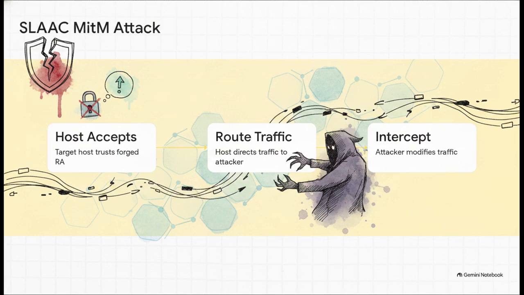Take the SLAAC man-in-the-middle attack. SLAAC is how devices often get their network info, but the glaring flaw is that it blindly trusts router advertisement, or RA, messages with zero built-in authentication. Here's how it plays out.